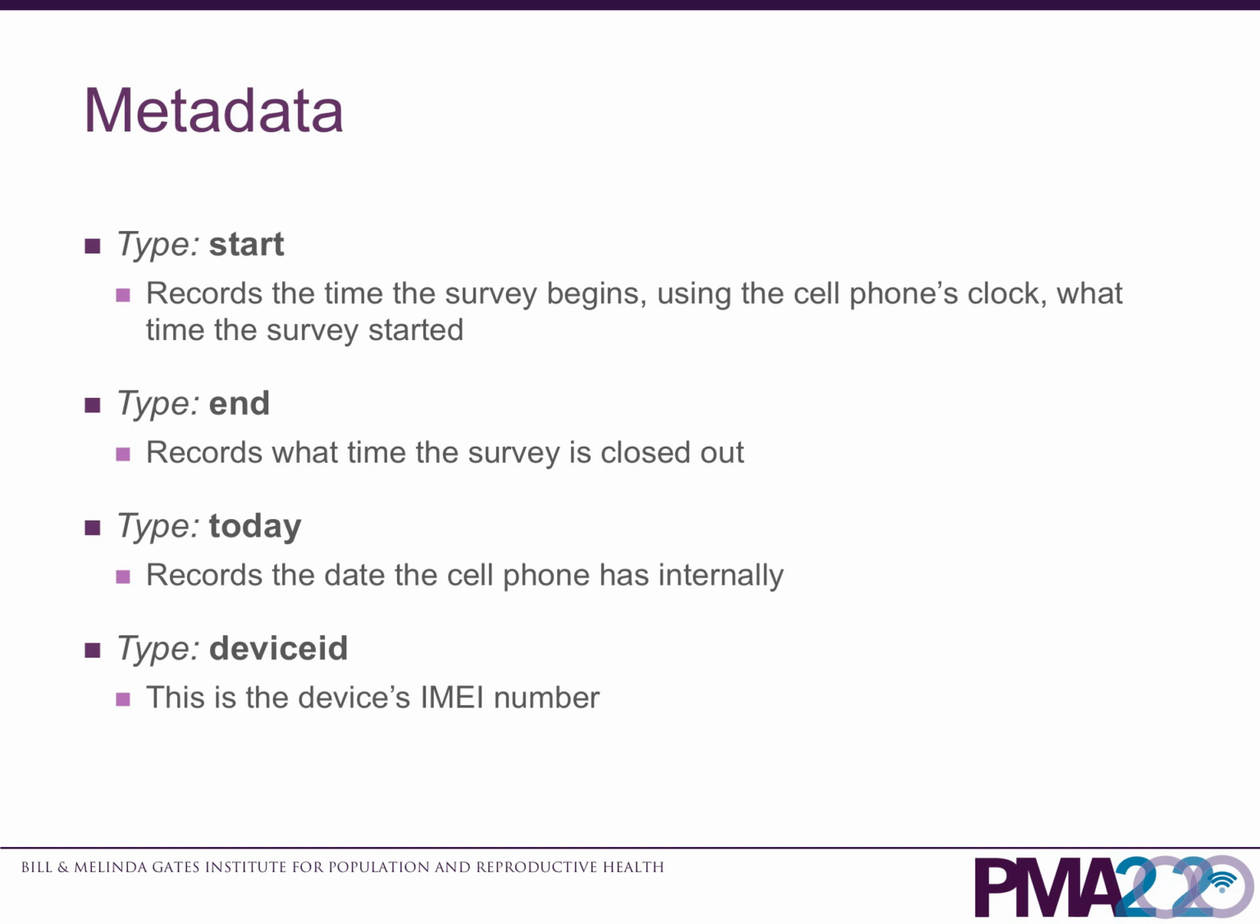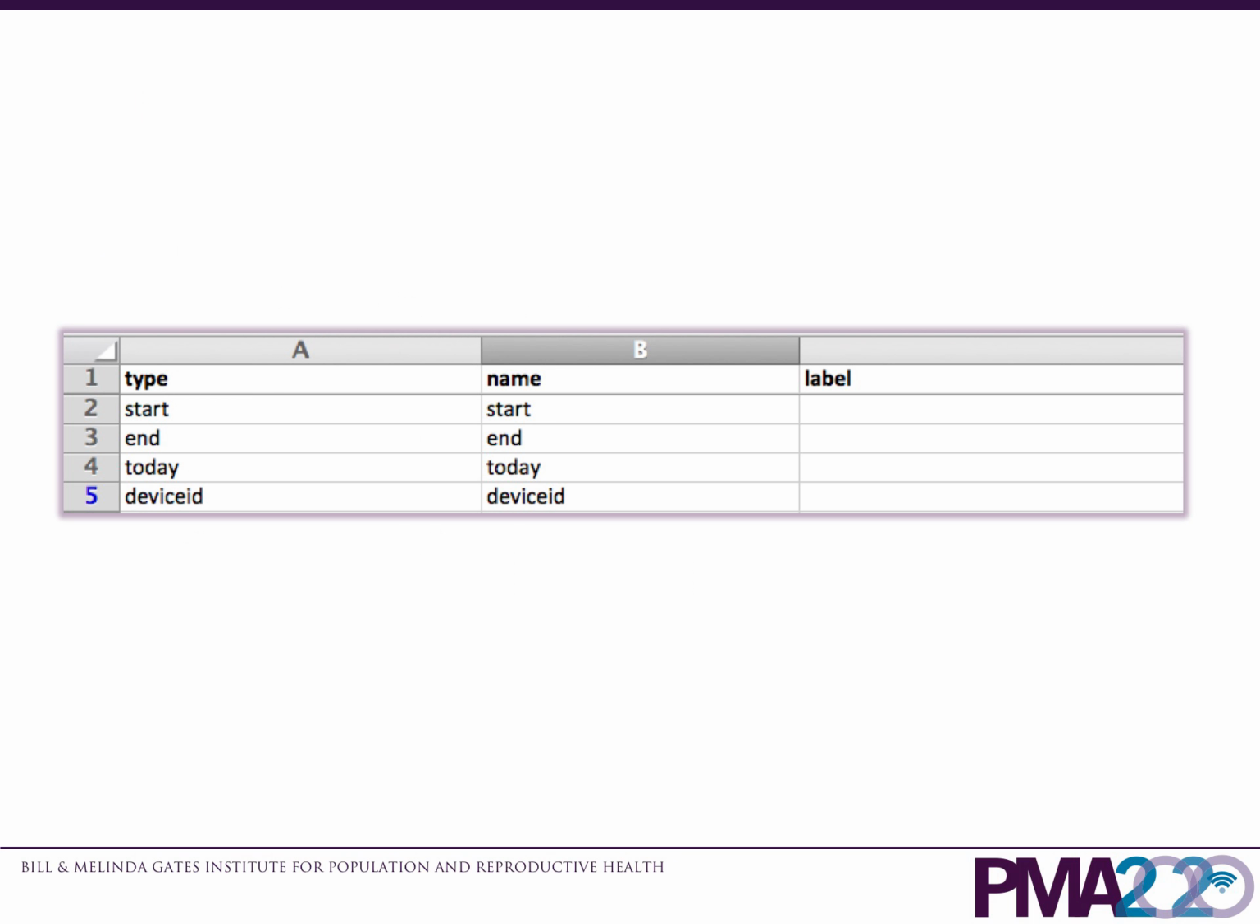Go ahead in your Excel file and put these 4 variables in column 1, rows 2 through 5: start, end, today, and device ID. We also need to give these variables a name, and for simplicity, we'll just use the same name as the type. This information is recorded in the background, and it is not presented to the user to fill in. Please pause the presentation and fill in the metadata for our survey.